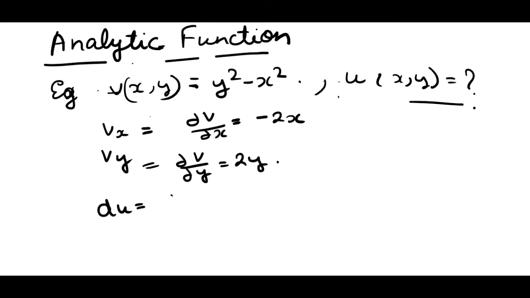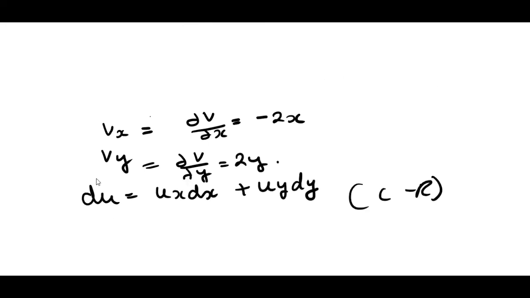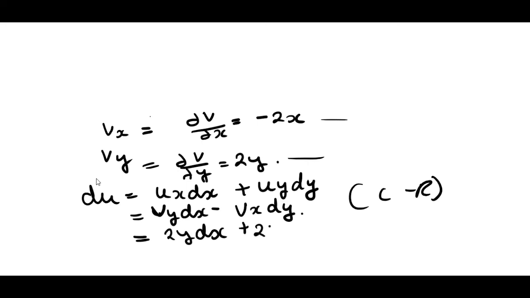Now first we consider that equation: du is equal to ux dx plus uy dy. And now using the CR equation, we'll write vy dx minus vx dy. So putting the values from this and this equation, we will get 2y dx plus 2x dy, which will be equal to d(2xy), because after differentiating this equation, we'll get an equation like this.